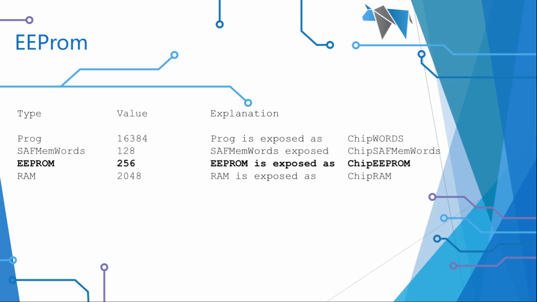So I spoke about some of the constants, and really all these constants are available, and they start off with the word chip, and I'll show you how we get all these. So the program memory, the SAF memory, the EEPROM, and the RAM are all exposed. They're exposed with the word chip in front of them: ChipWords, ChipSAFMemoryWords, ChipEEPROM and ChipRAM. Now these are all documented in the help, but there's another way of getting at all these, and I'll show you that very shortly.